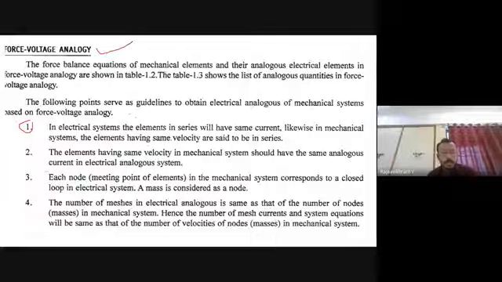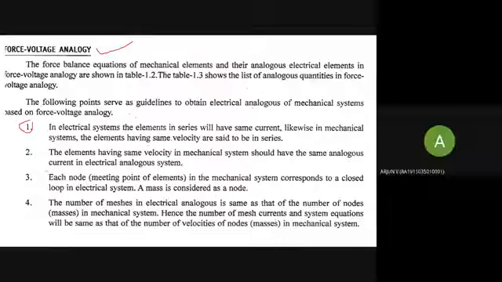Shall I move to the next slide? Remaining only 2 points only there. Yes, any doubt? Shall I move on to the next slide? Force voltage analogy. So first section is force is converted into voltage. Shall I move to the next slide?